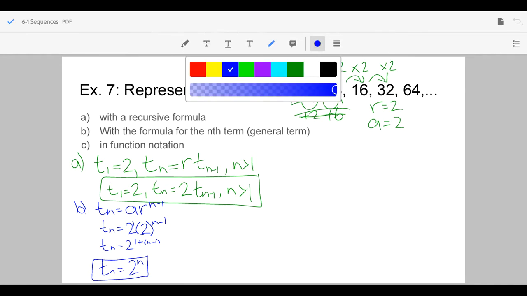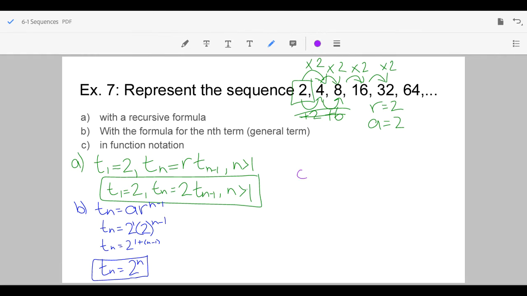And finally, we need this in function notation. We already have a very simplified equation right here. So it's pretty much the same thing here. f of n is equal to 2 to the n, and n is an element of the natural numbers. That last part is important when we're talking about function notation.